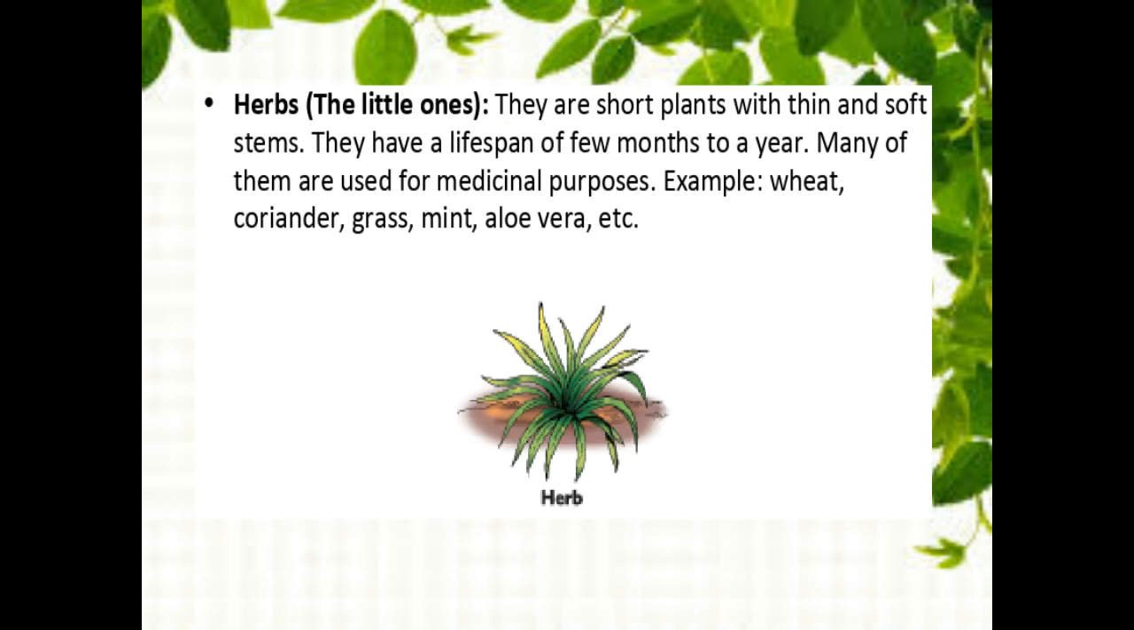Right? Now, herbs. They are short plants. They are very short and have a soft and thin stem. Right? They are used for medicinal purposes. Okay? So what might be the example? Yes, that is tulsi, aloe vera, coriander, etc. They are used for medicinal purposes and they are very short. Right? So these types of plants are called herbs.